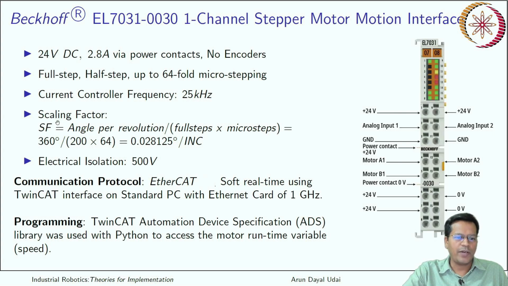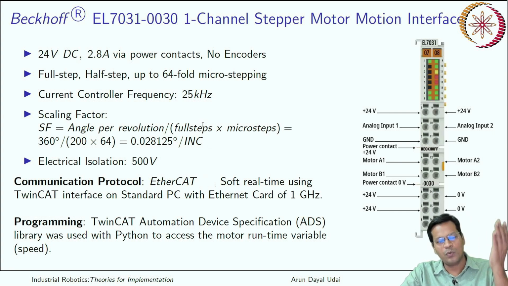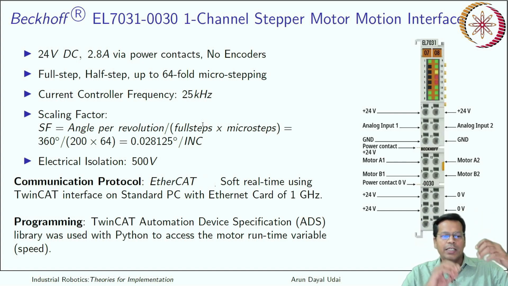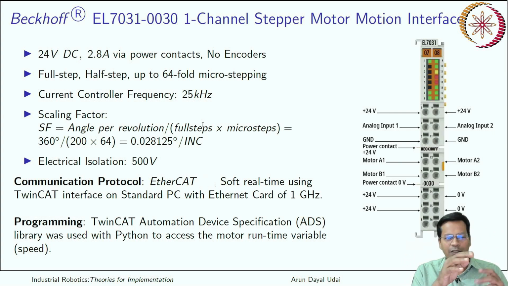Scaling factor: each 360 degree is divided into full steps, 200 steps. Each of them is further divided into 64 small microsteps. So the total number of microsteps is 200 times 64.